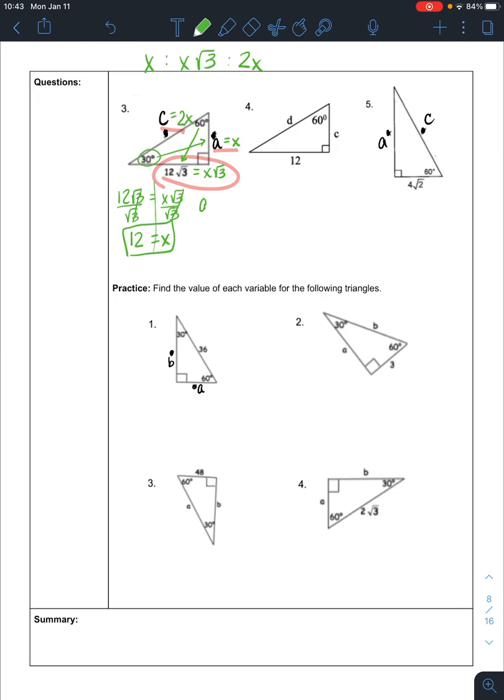So if x is equal to 12, if a is equal to x, then a is equal to 12. And if c is equal to 2 times x, then c is equal to 2 times 12, which is 24.